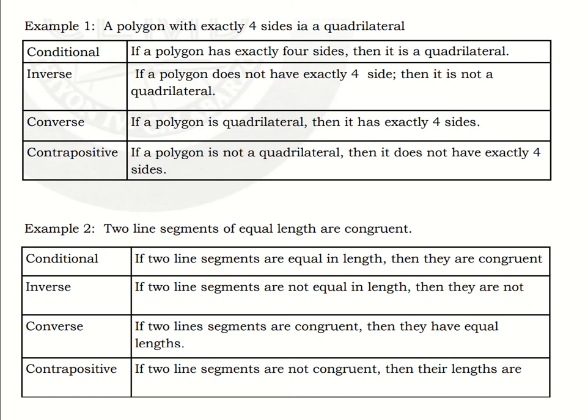Naputol lang yung word. Okay, next. Converse: if two line segments are congruent, then they have equal lengths. Ito naman ay mula sa pag-i-interchange ng hypothesis at conclusion ng conditional. So, if two line segments are congruent, then they have equal lengths. Contrapositive natin for that: if two line segments are not congruent, then their lengths are not equal. Okay? Ganun lang po yun. Sorry, napuputol lang po ang ating mga sentence. Typographical error.